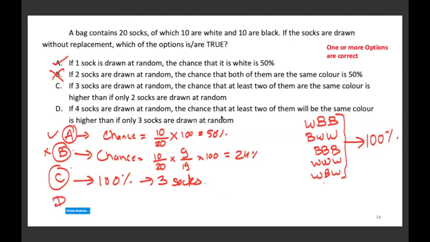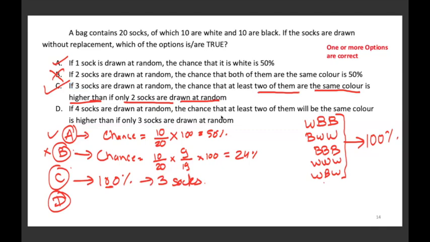Okay. Option D. So ये क्या दिया है? The chance that at least 2 of them are of the same color is higher than 2 socks are drawn at a time. Yes, 2 socks जब लेते हैं तब 24 होता है, इसमें 100% होता है. So yes, C is correct.